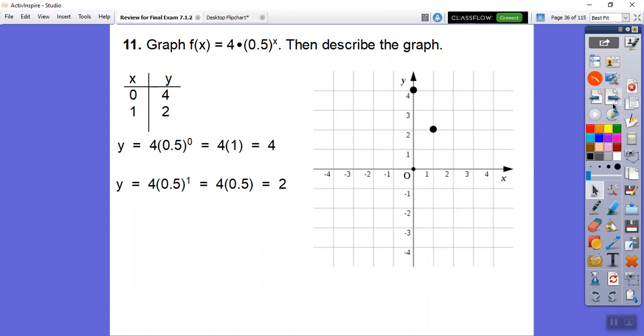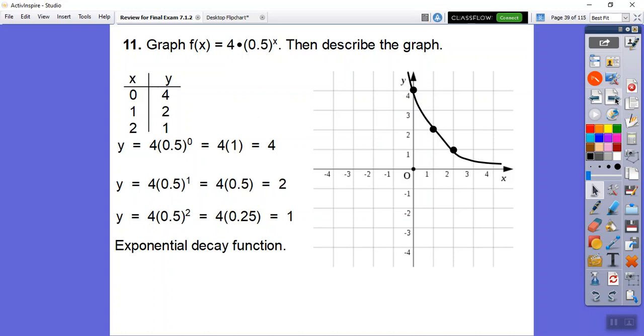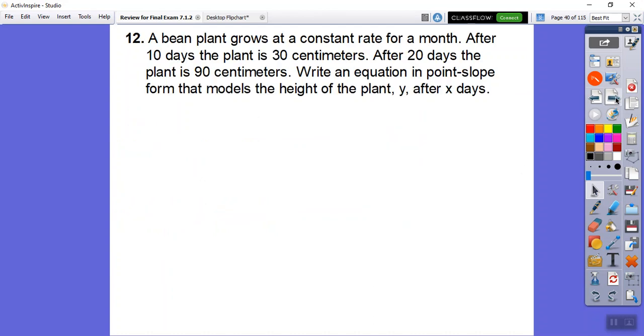Now if you can't see your exponential graph, plug in 2. When I plug in 2, 0.5 squared, well, 5 squared is 25, so 0.5 squared is 0.25, and 4 times 0.25 is 1. So over 2 up 1. Can you see your backwards J curve going like that? So that is an exponential decay. It's decay because it's getting smaller and smaller as x gets bigger and bigger.